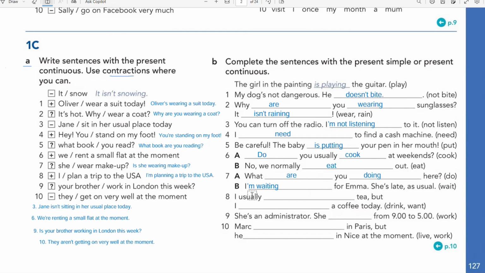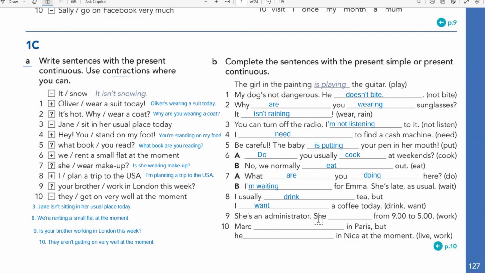Number 8, usually. So again, this will be present simple, because usually is the indicator of present simple. Drink. So I usually drink tea. But today, it's a temporary activity. So usually drink tea, but today, want. Okay, when we say temporary activity, it should be present continuous. But we have got the verb want, which is a non-action verb. So we can't use present continuous. So I'm going to use present simple instead. I want a coffee today.